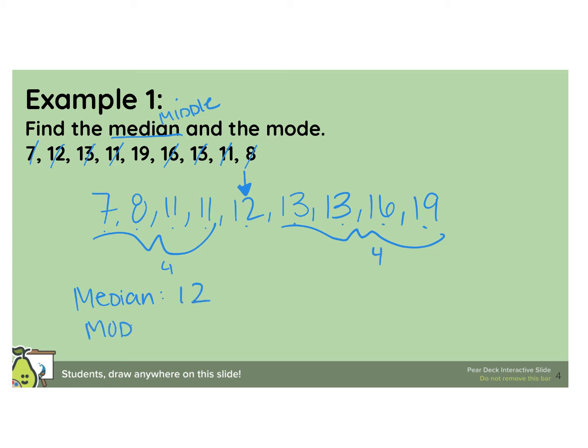Now the mode is the number that is used the most. And if you look at this data set, 11 is used 2 times, and 13 is used 2 times. So we have 2 modes, okay? So the median is 12, the modes are 11 and 13. That's it for example 1.